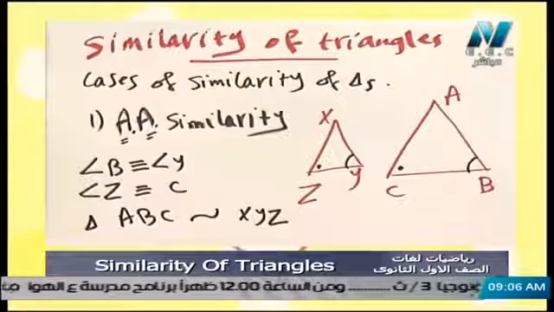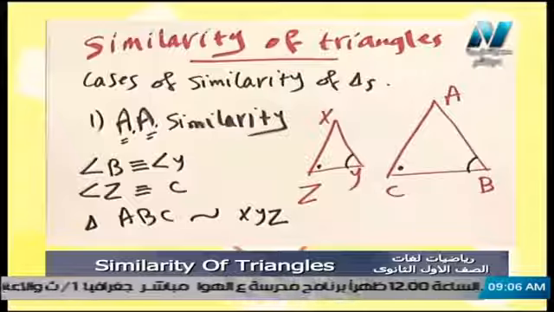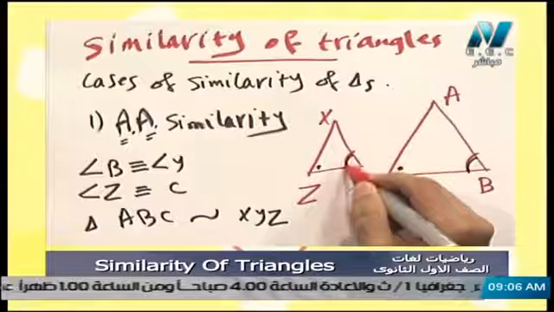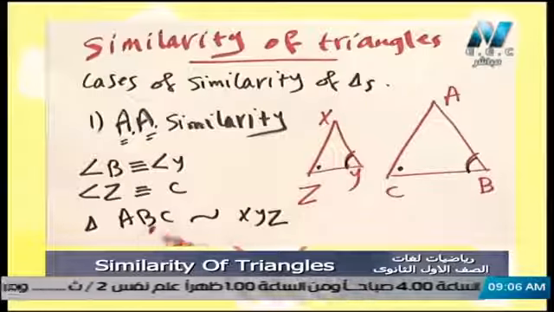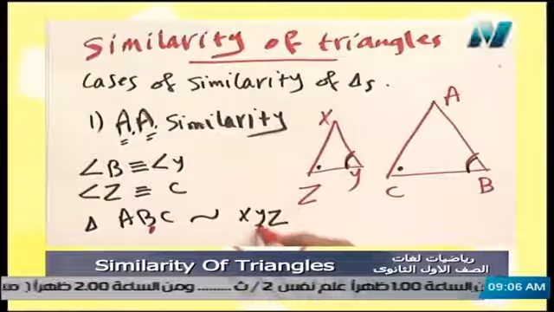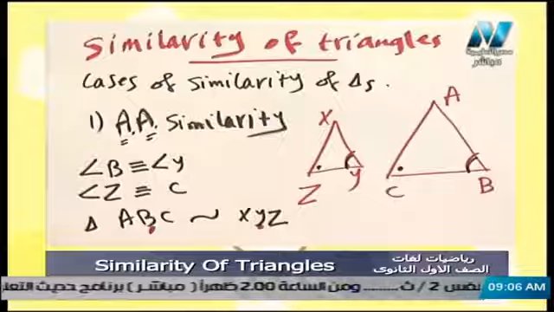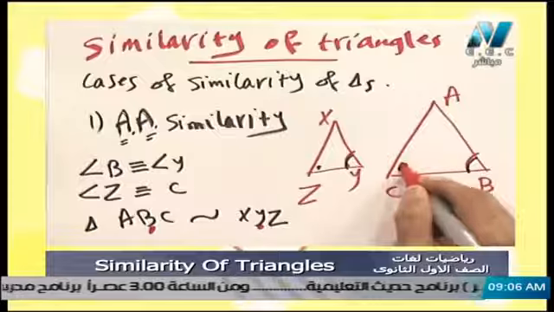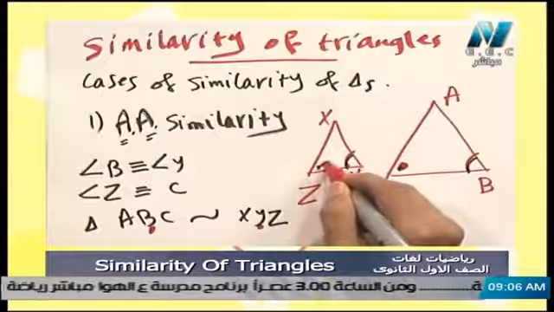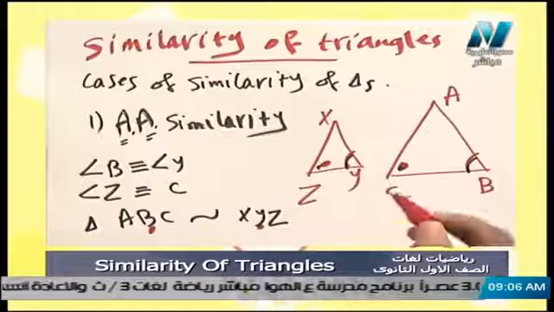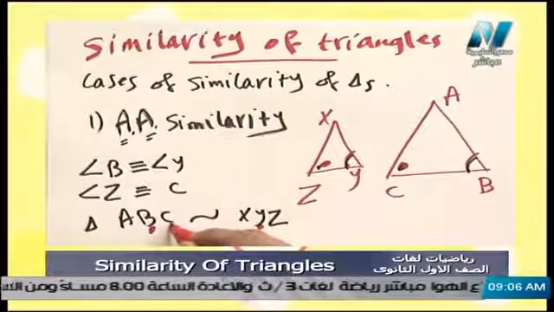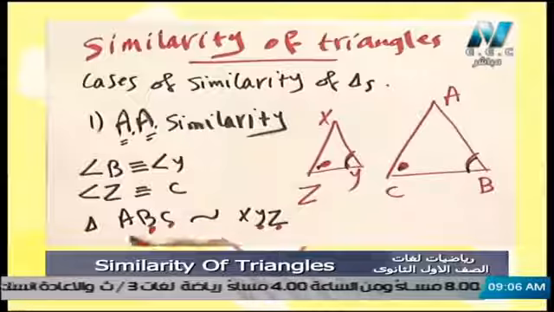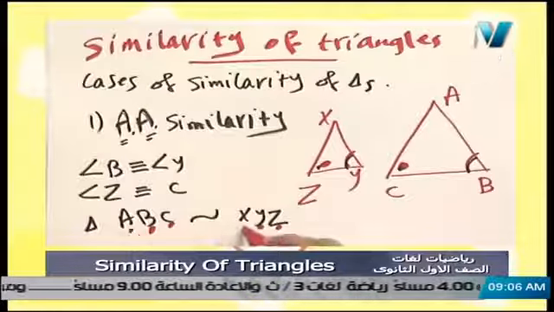And notice, my dear students, about the corresponding points. We know that measure angle B equals measure angle Y, so B here is the corresponding of Y, and we know that measure angle C equals measure angle Z, so we say that C is the corresponding with Z, and of course A will be corresponding of X.